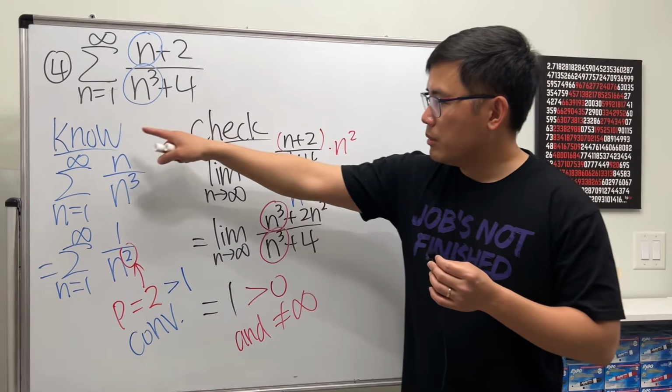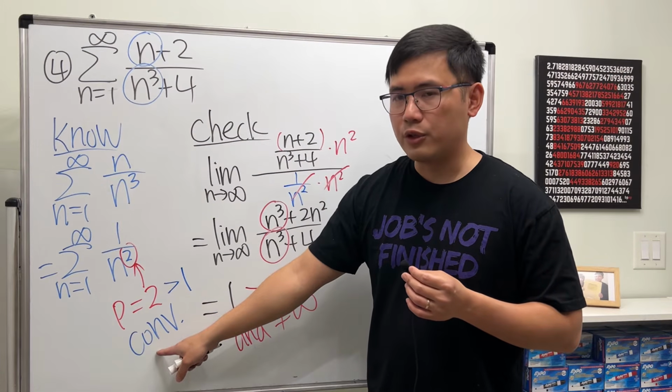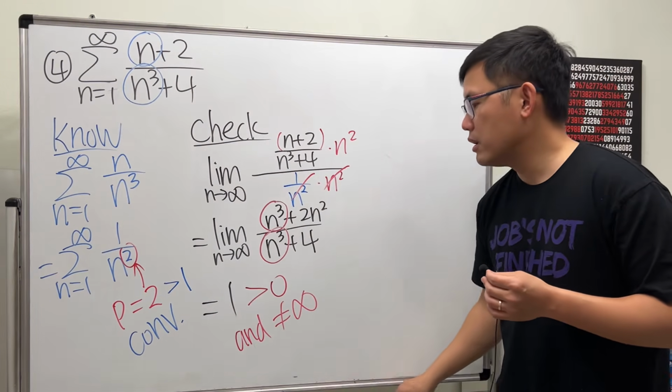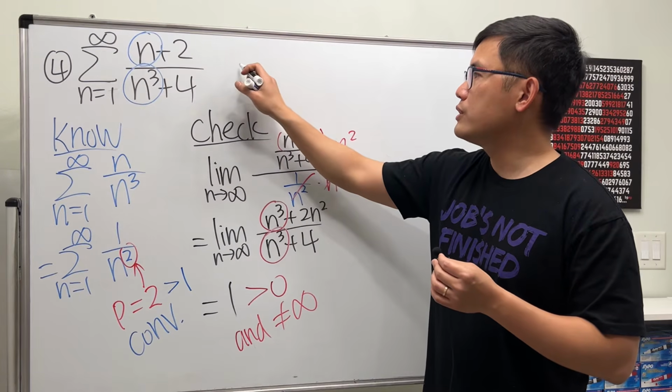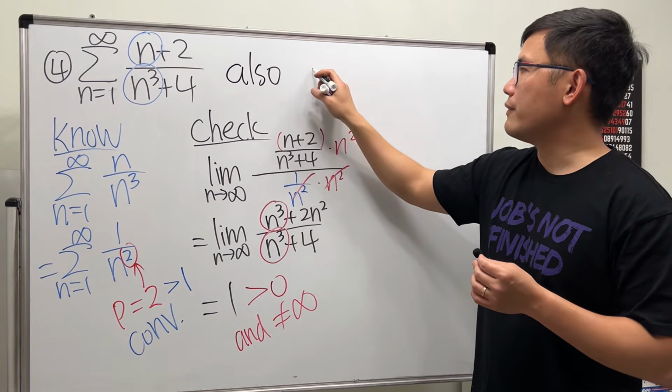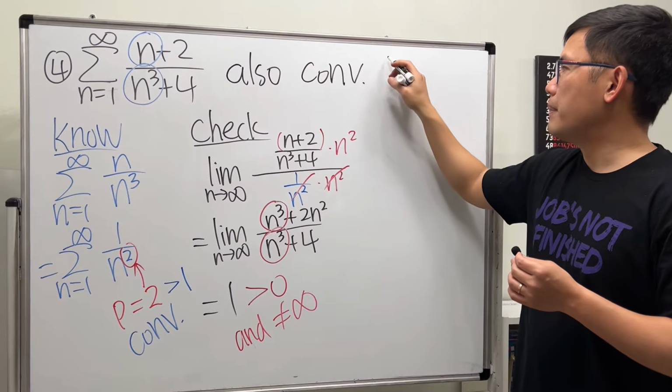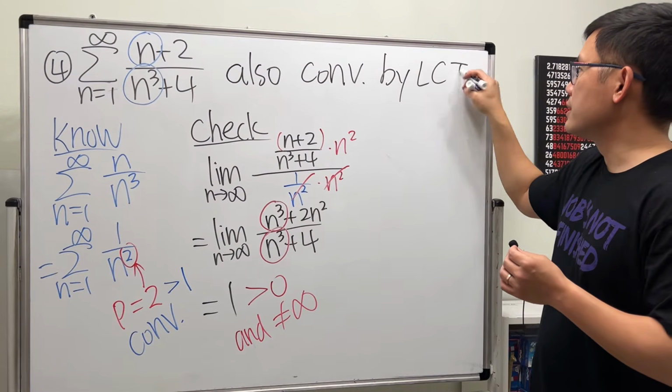So, because we know that one right here converges, we can come here and say, this right here also converges by limit comparison test.